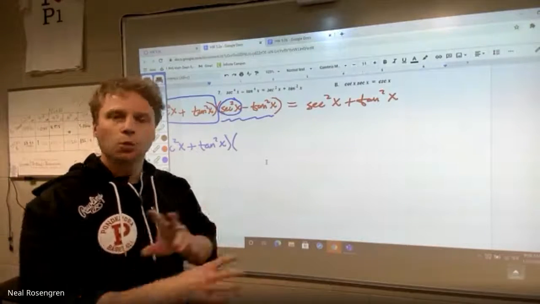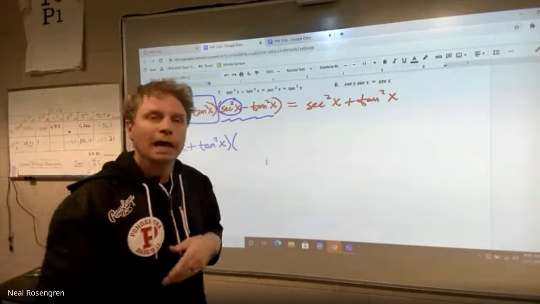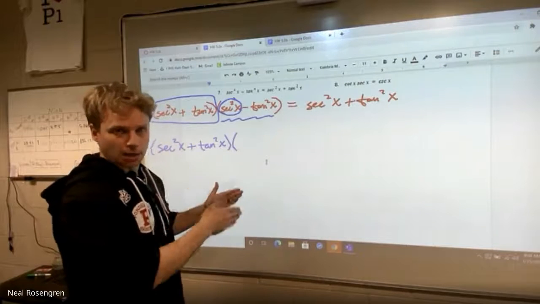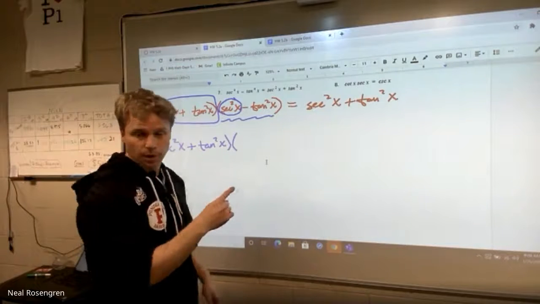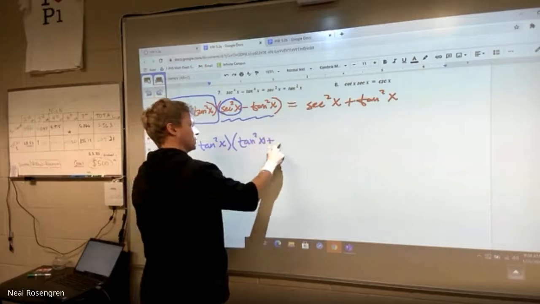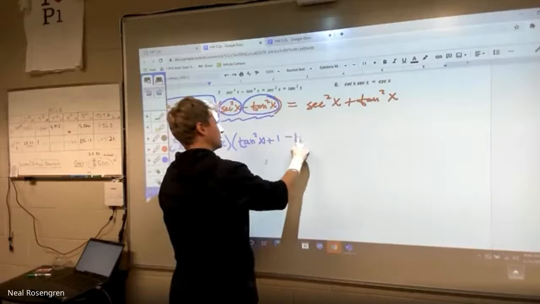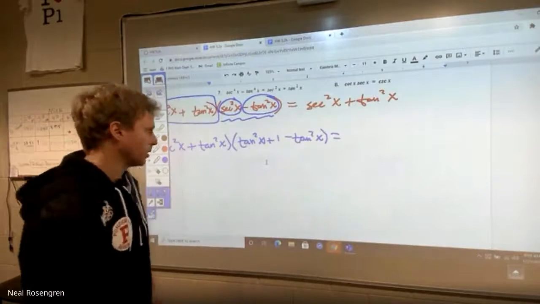And so if you don't want to do any manipulating of the given identities, then look for the term that's by itself. Look for the one that's already isolated, which in this case is secant squared. So I'm going to replace that with tangent squared x plus 1. Then I'll bring down this minus tangent squared, equals that. I'll save some space, save some time.